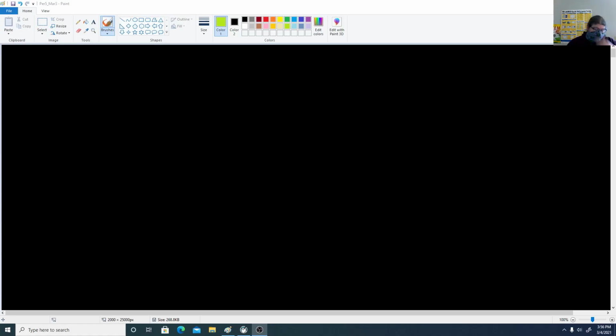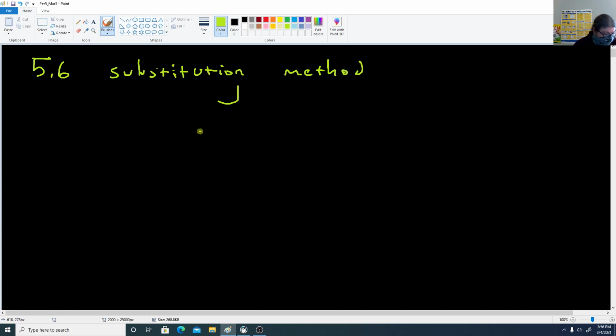Okay, so we're going to start talking in 5-6 about something called the substitution method. What this basically does is we're going to have a theorem based off of this. The substitution method theorem says if capital F prime of x is equal to little f of x, then we get the following thing happening.